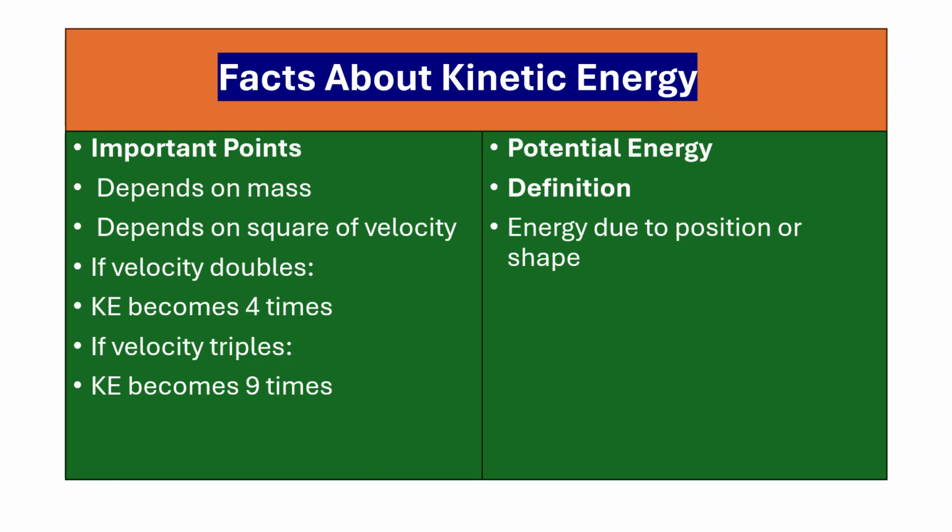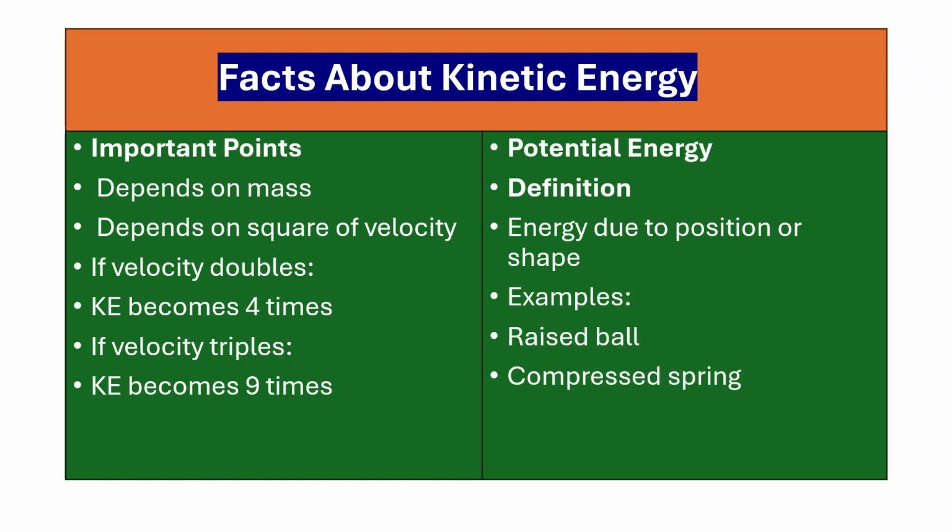Potential energy: here, energy is due to position or shape, and when we talk about motion, that is kinetic energy. For example, a raised ball, a compressed spring, a stretched rubber band, or even a drawn bow. So this is all about potential energy.